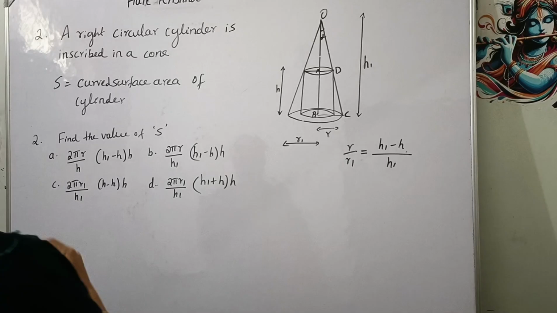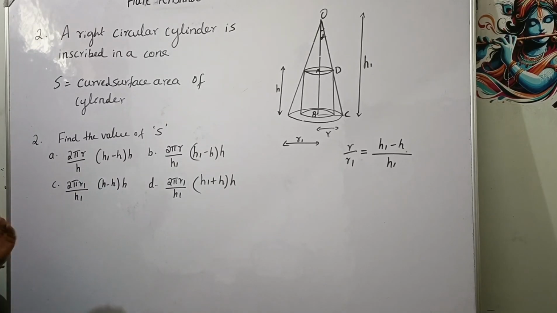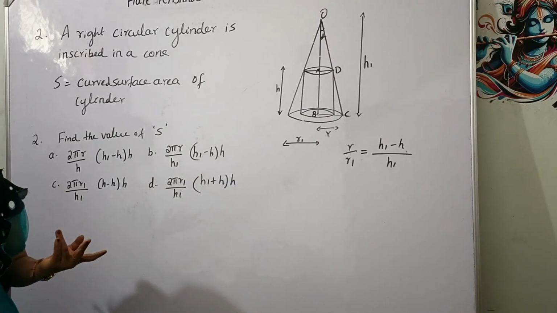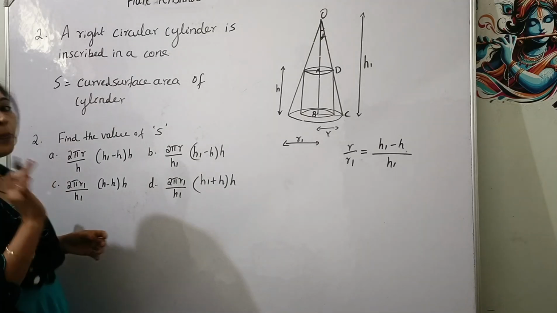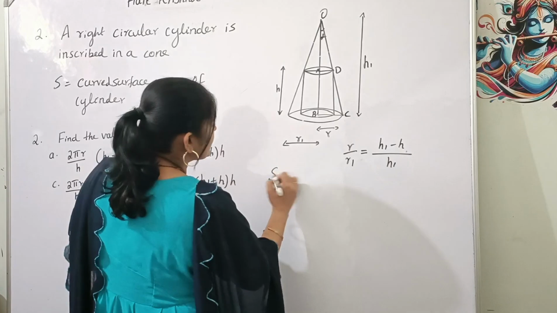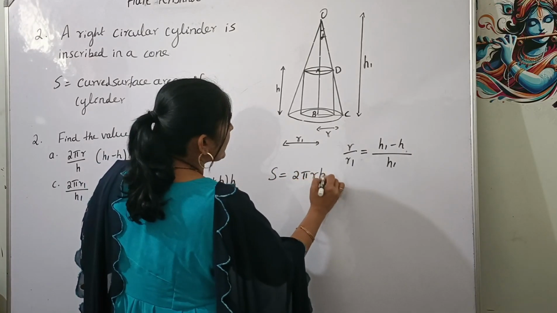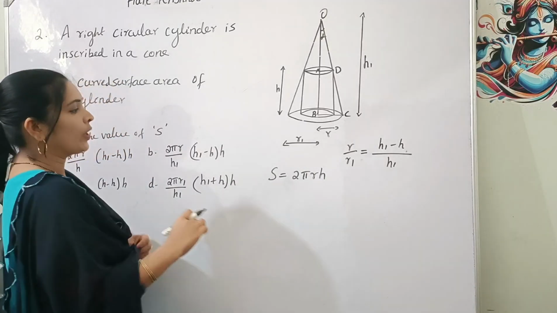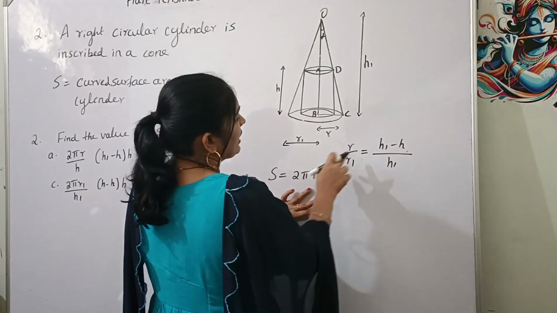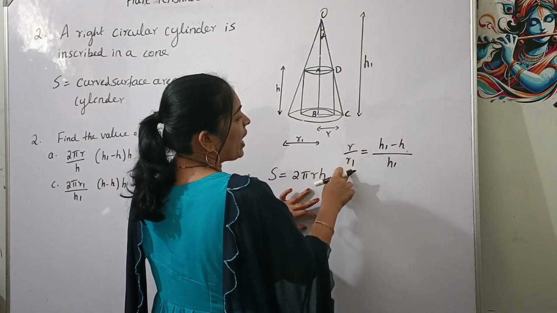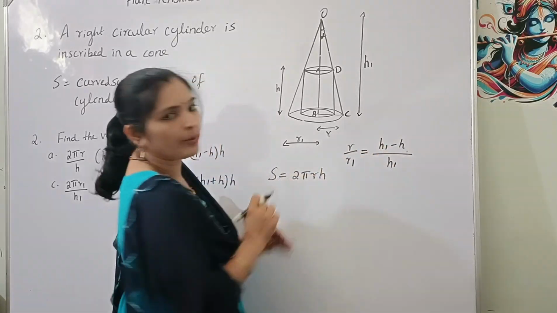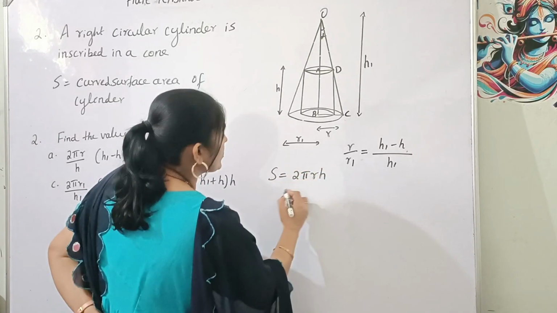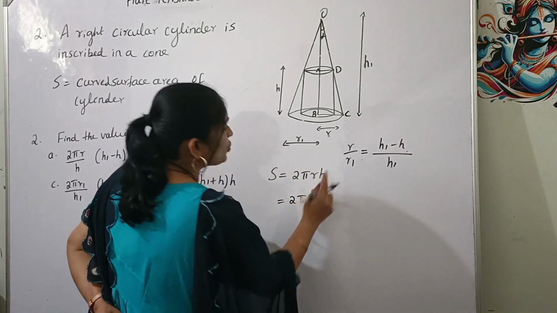Next question is, find the value of S. What is S? S is the curved surface area of the cylinder. What is the formula for the curved surface area of the cylinder? 2 pi RH, right? So S is equal to 2 pi RH. R is the radius of the cylinder, H is the height of the cylinder. Okay. So here from this we will write, see we have got this one, R by R1 is equal to H1 minus H divided by H1, right? So from this we will write what is R. Substitute R is equal to.